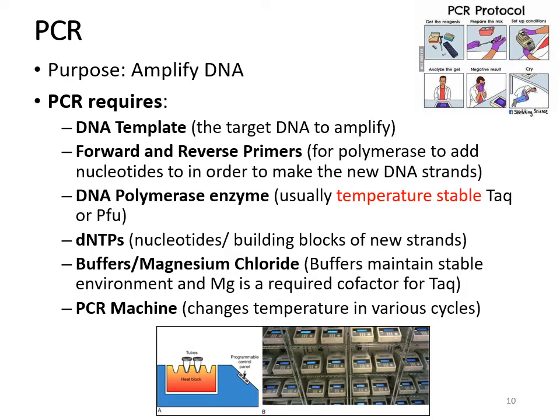You then need buffers and magnesium chloride, because think about it, you need cofactors for that polymerase. The DNA polymerase is an enzyme, so you need cofactors to help it work, to activate it, and you need to maintain a good environment for this whole process. And the piece that students always forget, you need what's called a PCR machine. You need a very particular machine that will cycle through. It'll go to high temperature, cool down. It'll fluctuate temperatures for you for this process. Okay?